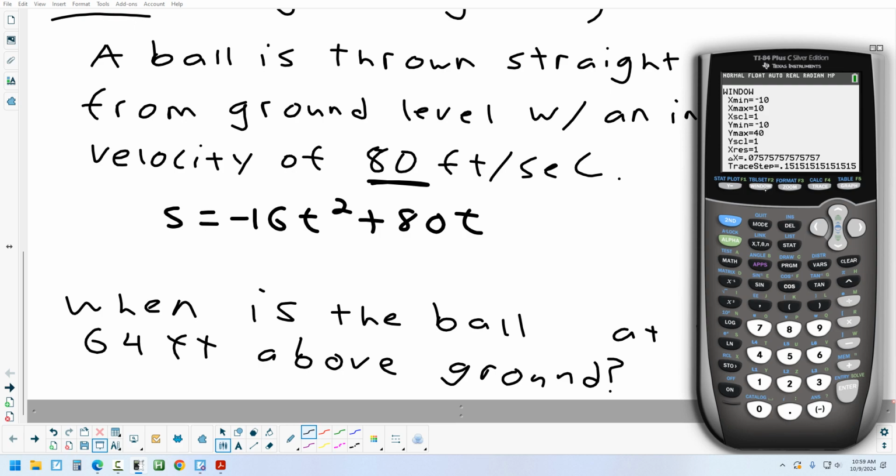Also, x represents your time. What's the smallest amount of time that could go by in this problem? Yeah? 0. You can't have negative time. So we don't need negative on the x. X max is how long the object is in the air for. I don't know that yet. I'm just going to leave it at 10.